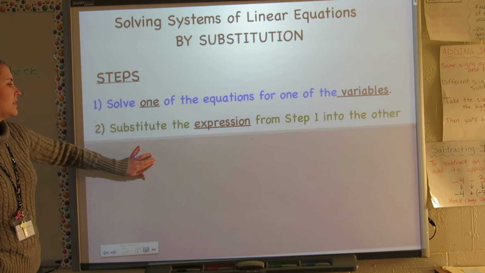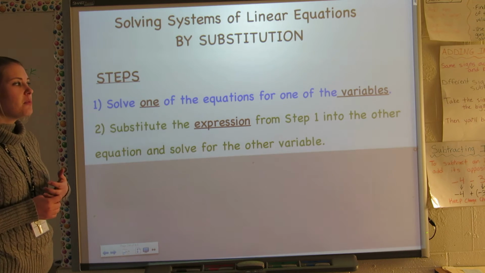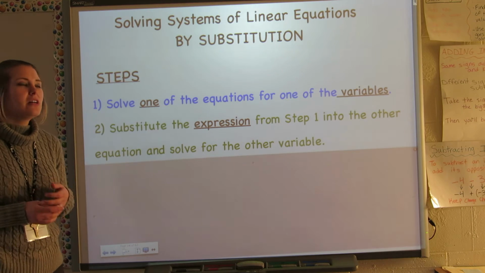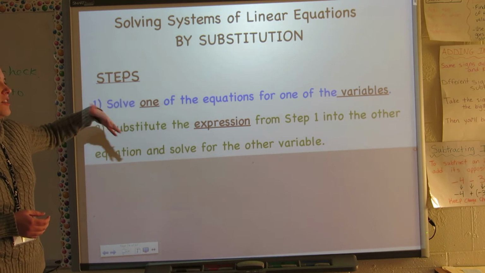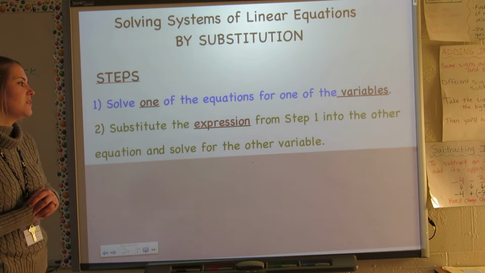Step number 2, substitute the expression from step 1 into the other equation and solve for the other variable. So you would have already solved the equation for one of the variables, you'll get an expression, and you're going to substitute that into the second equation.